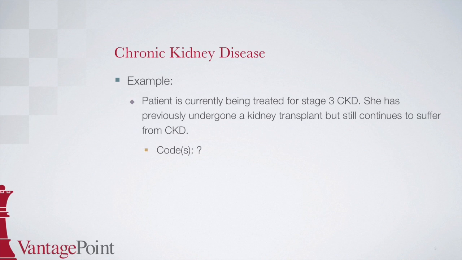Now I'd like to try some examples for this chapter. First, we have a patient currently being treated for Stage 3 chronic kidney disease. She has previously undergone a kidney transplant, but still continues to suffer from CKD. How would you code this? Please pause the webinar to complete this example, and then hit play to continue and learn the answer.